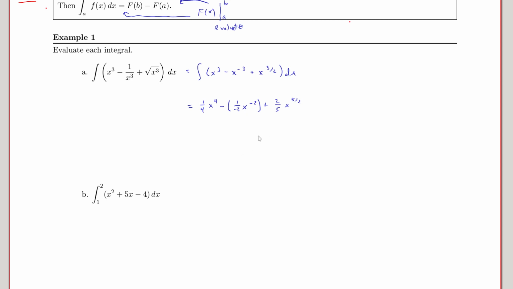So what's wrong at this point? Well, this is only one function whose derivative is the function we started with. We want all of them. So don't forget your constant. Okay? And then we can just clean up the fraction business.